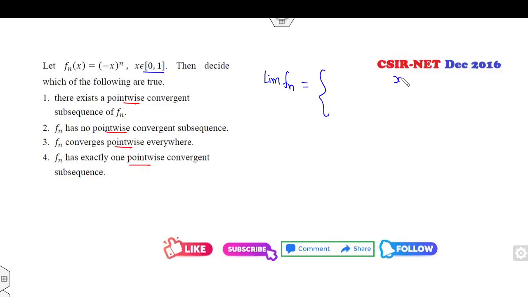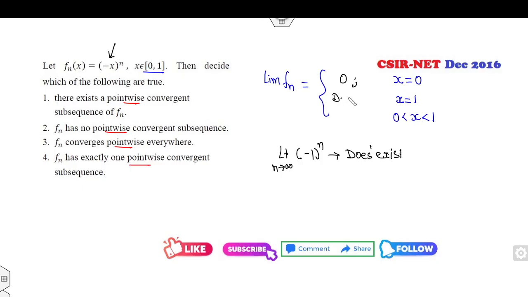The domain is the open interval (0, 1). If x is equal to 0, the value is 0. If x is equal to 1, what is the limit as n approaches infinity of (-1) raised to the power n? Clearly, the limit does not exist. Fine, so this does not exist.